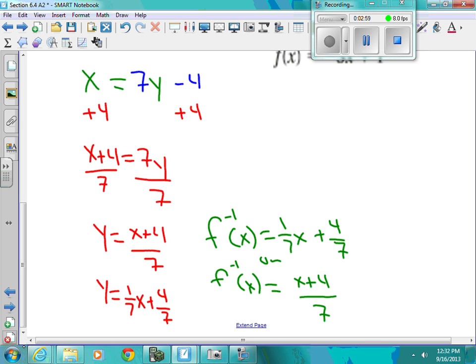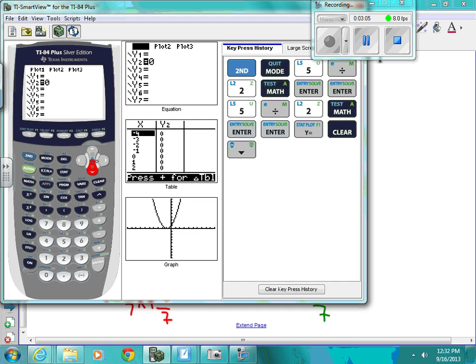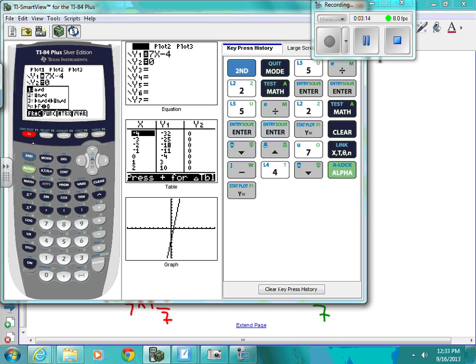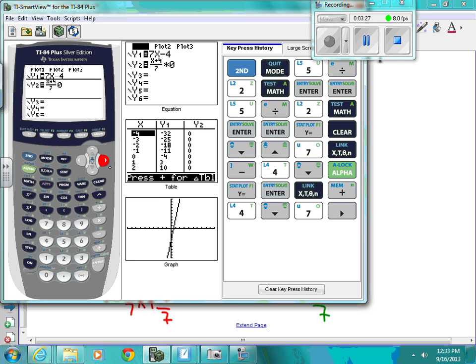What is it going to look like if we were to graph these functions? That you all asked. 7x minus 4, excuse me. And then we're going to graph y equals, let's put a fraction in here. What was our answer? (x plus 4) divided by 7. And I'm going to go ahead and delete this 0. Let's graph these and see what we get.